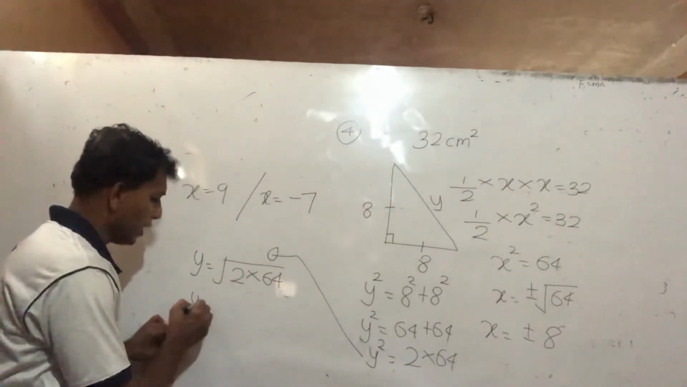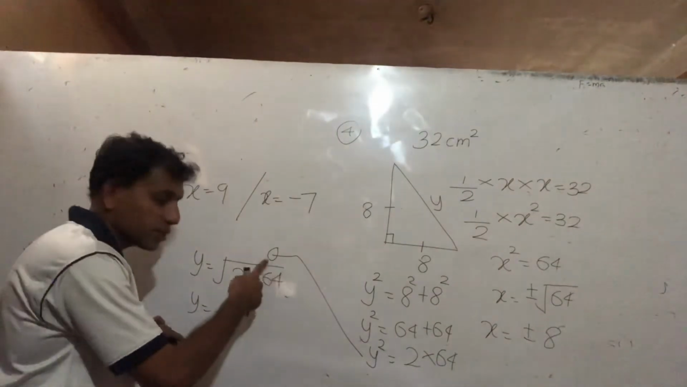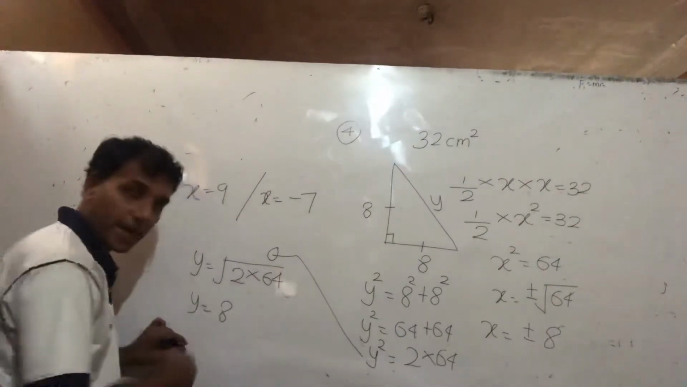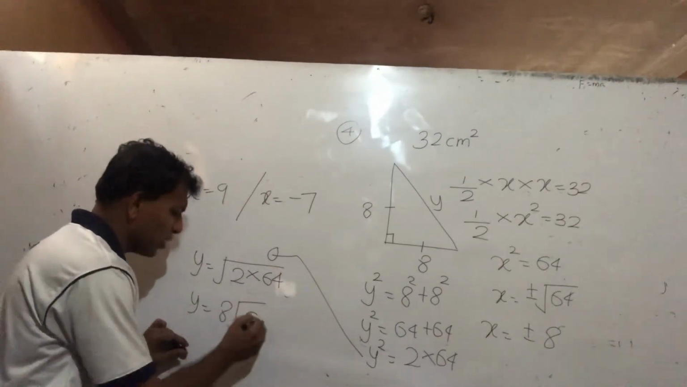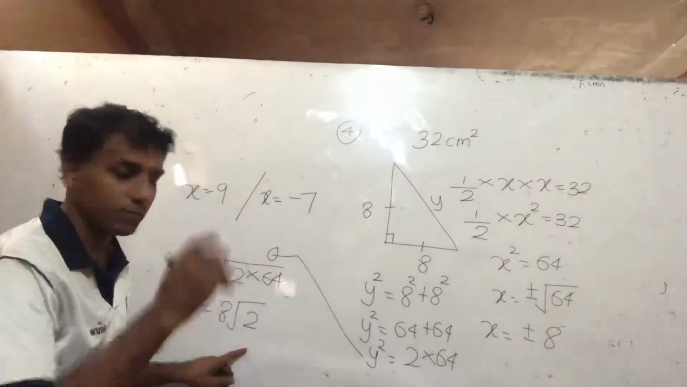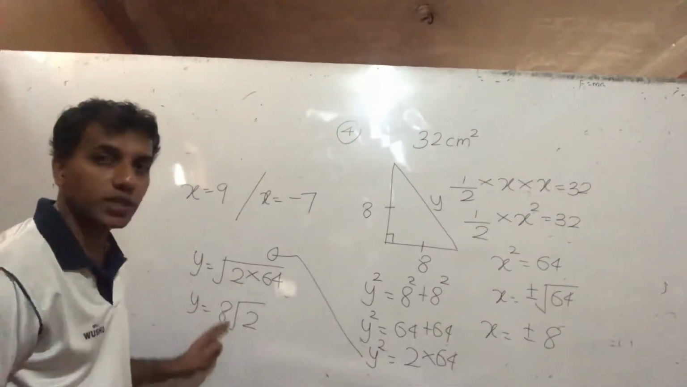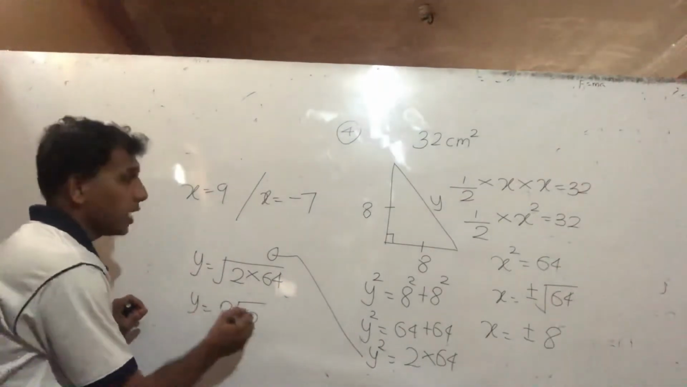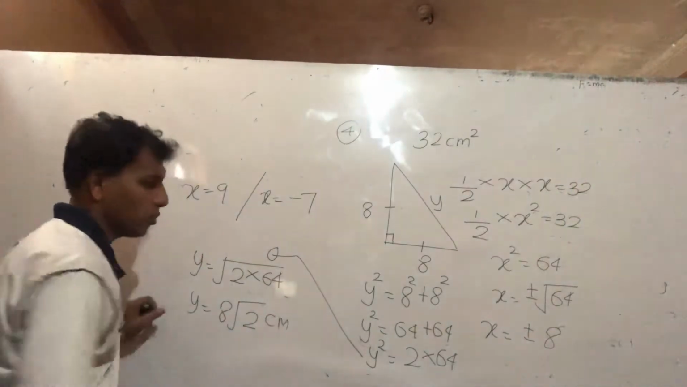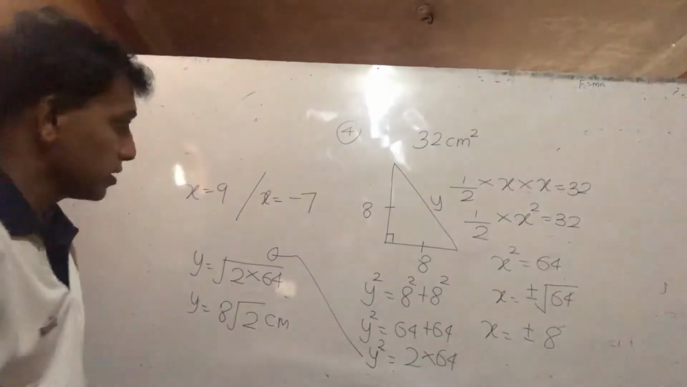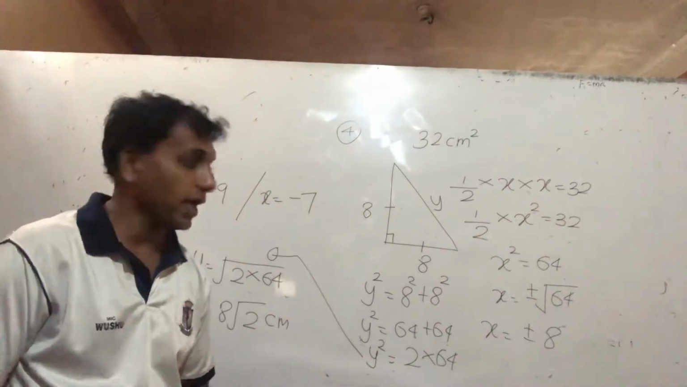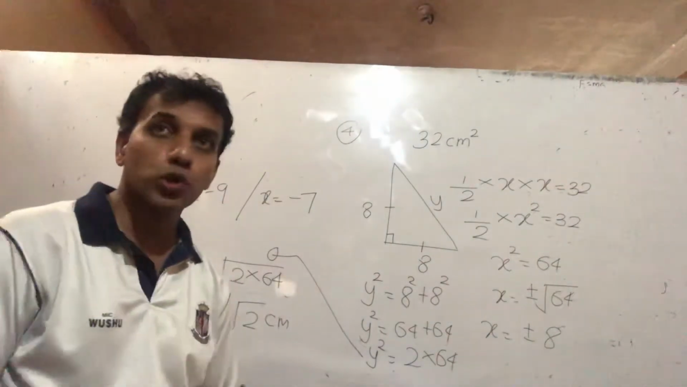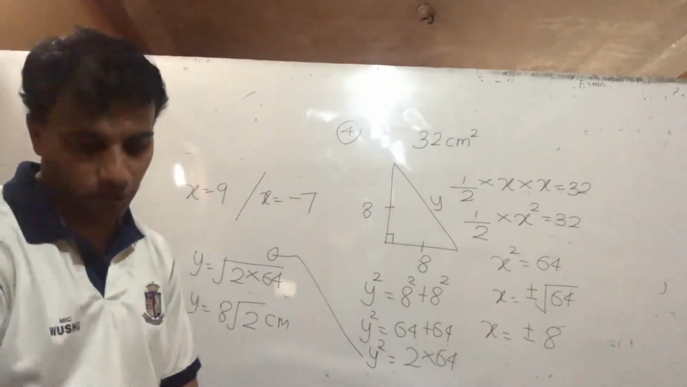So y equals, why is it shown like this, 2 times 64? You know the square root of 64 is 8, so take out 8. And the square root of 2 we don't know, it becomes a decimal number, 1 point something. That's enough. It's called surd form, square root form. So this is the answer in centimeters. Now the solution is completed. The sides of the triangle are 8 centimeters, 8 centimeters, and 8 times root 2 centimeters.